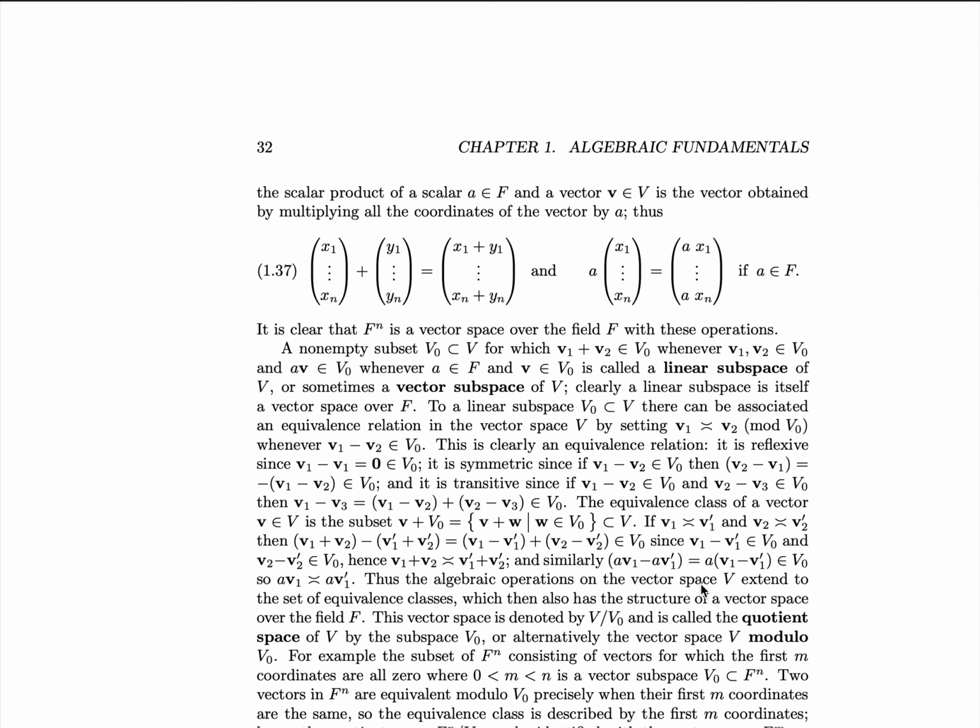You can check that these definitions will satisfy our axioms for a vector space over a field F, so we see that F to the n is a vector space over the field F.